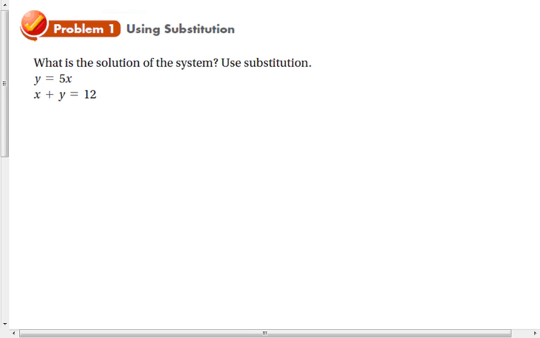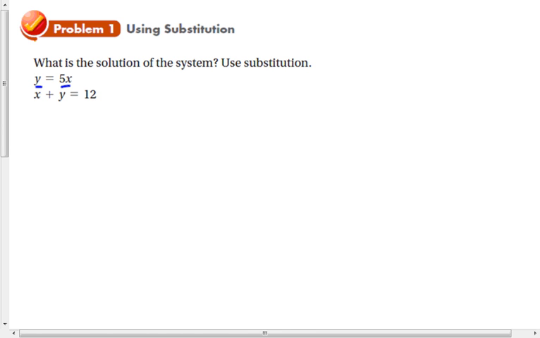All right, the idea of substitution is that we create an equation with just one variable, and we can solve an equation with just one variable by using properties of equality. So here's a system. We know that y is equal to 5 times x, or y is 5 times the size of x. And so what I could do here is, in place of y, I could substitute 5x, or in place of 5x, I could substitute y, however you want to do that.